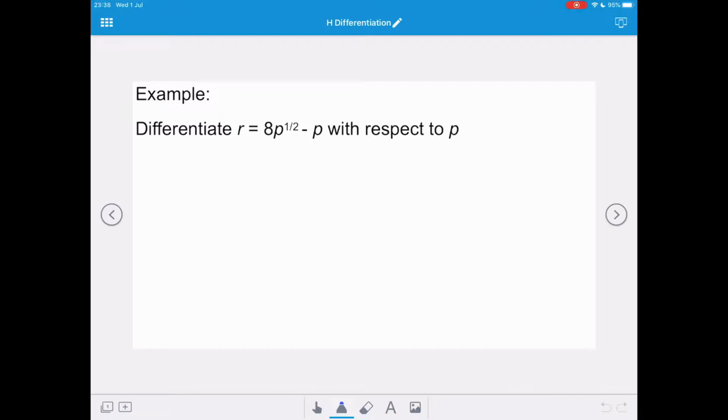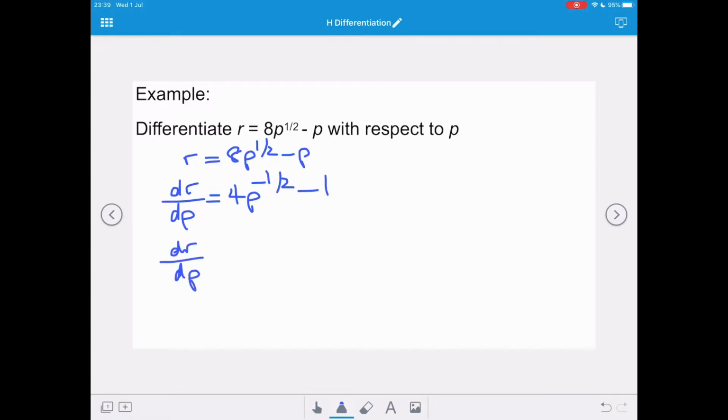In this example, we want to differentiate r equals 8p to the power of a half minus p with respect to p. So in Leibniz notation, we're going to be calculating dr by dp. So we bring down the power and multiply it by 8 to get 4p to the power of negative a half, minus 1. And then we're going to write that in a positive index as 4 over p to the power of a half, take away 1. So the derivative of r with respect to p for this function equals 4 over the square root of p, take away 1.